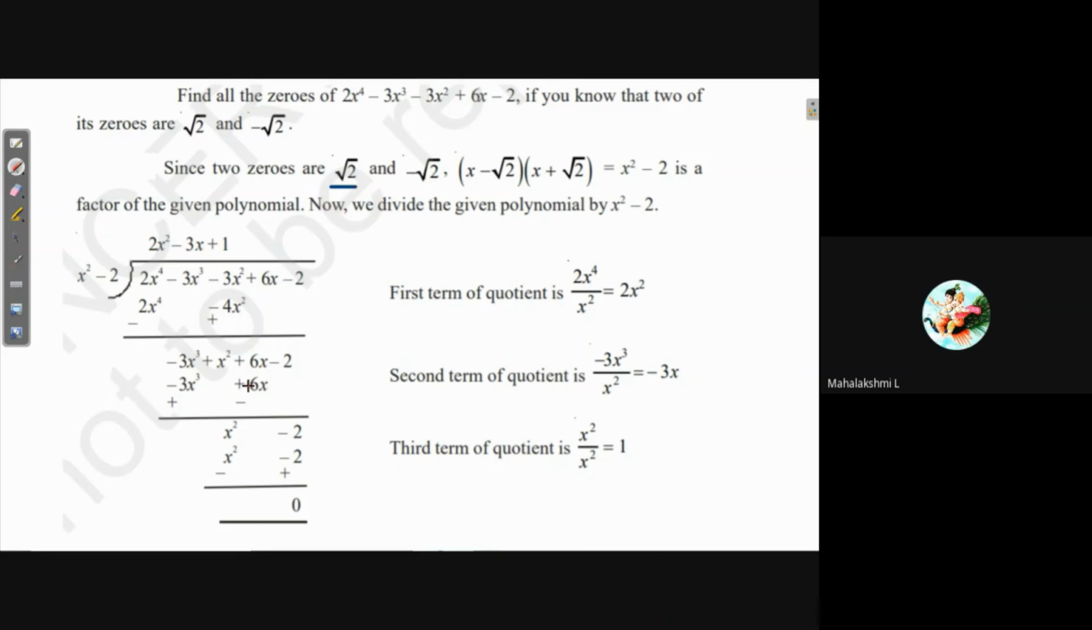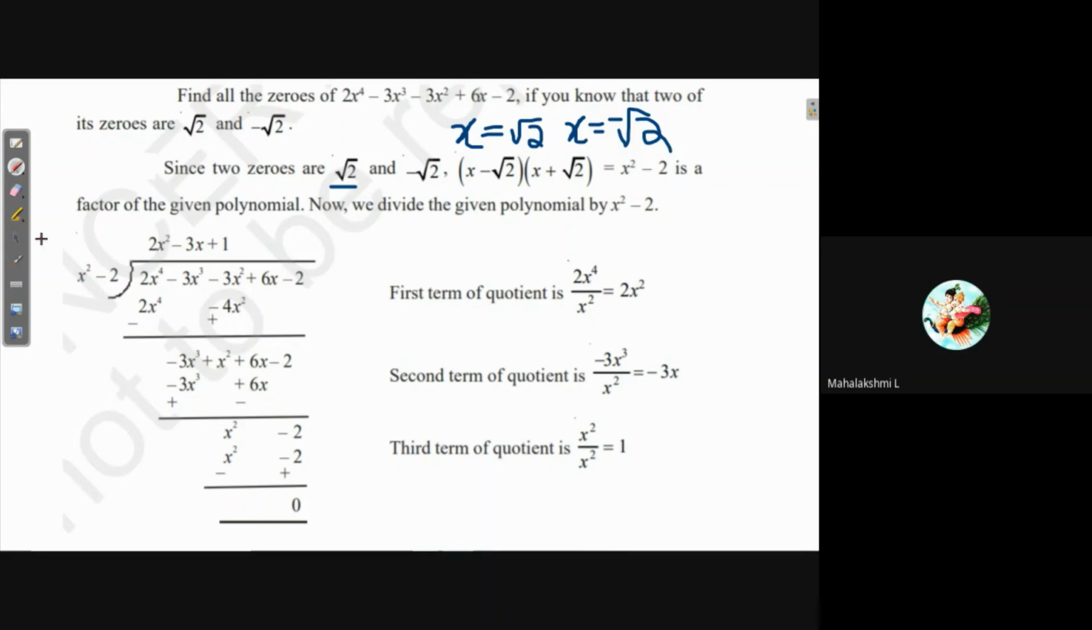So what I'm going to do, I will get the equations x is equal to root 2 and x is equal to minus root 2. When I shift, I'll get x minus root 2 is equal to 0 and x plus root 2 is equal to 0. When I multiply both of them, a plus b into a minus b is nothing but a square minus b square. So I get x square minus 2.